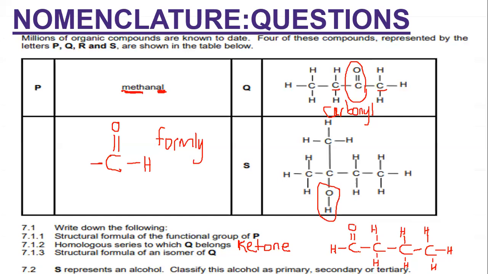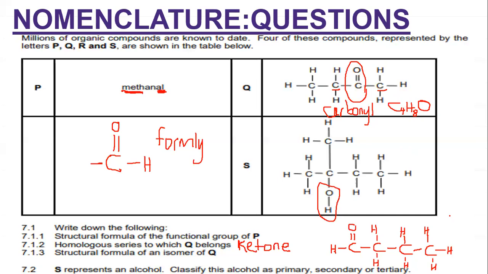Let's just make sure that we have everything right. We can check and say how many carbons we have here. 1, 2, 3, 4. It means it would be C4. How many hydrogens do I have? 1, 2, 3, 4, 5, 6, 7, 8. So this is my molecular formula, 8 hydrogens, and how many oxygens? There is 1 oxygen. So this is the molecular formula of this compound.